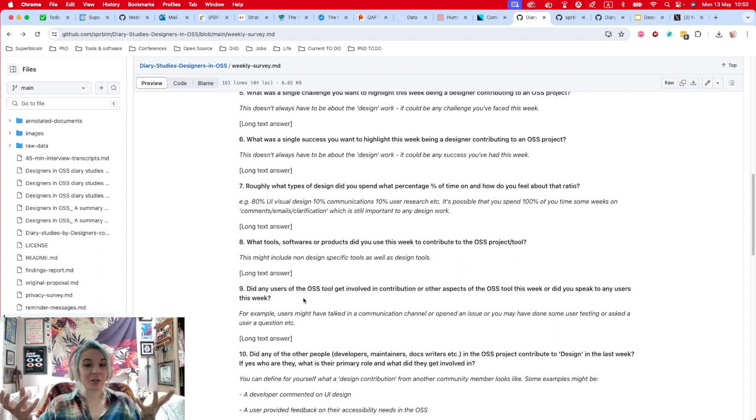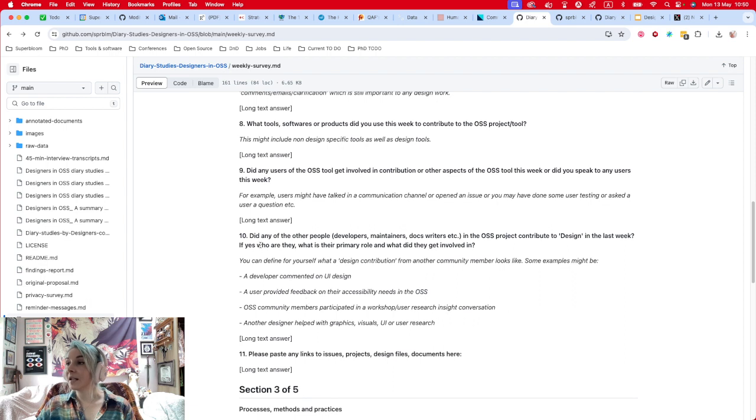So essentially with this question, what we're asking is, was there participation from other people within the open source software around design contribution or their own contribution? Or did they have any interaction with what they would consider as users? Did any other people, developers, maintainers, documentation writers, etc., in the open source software project contribute to design?